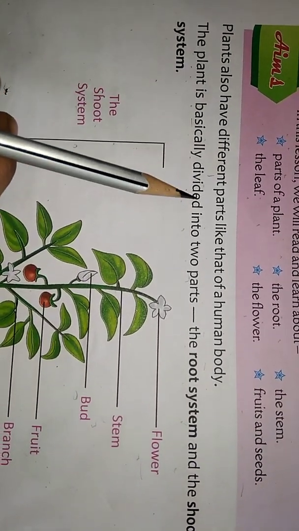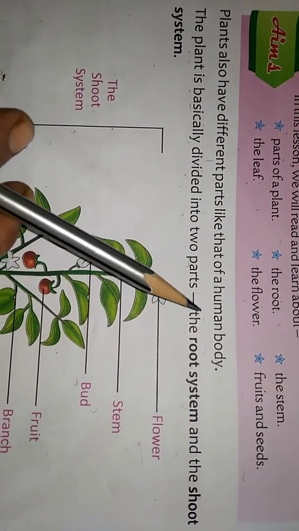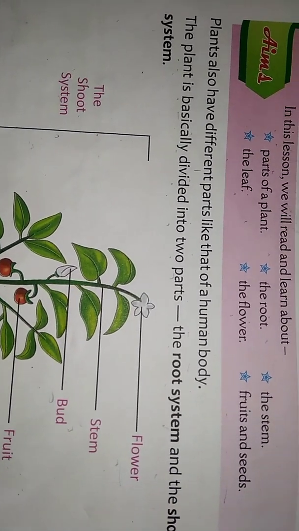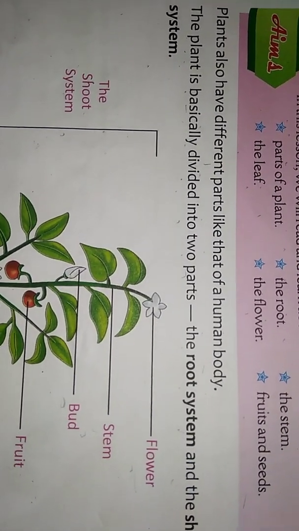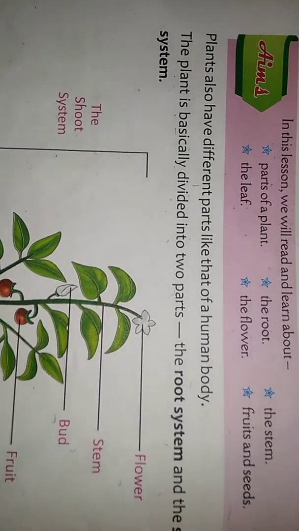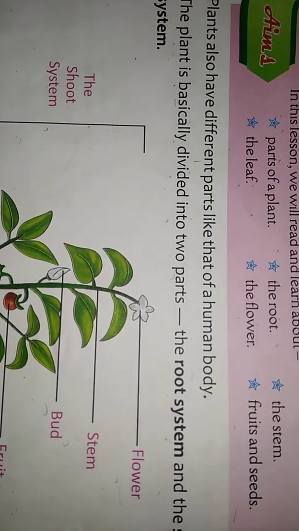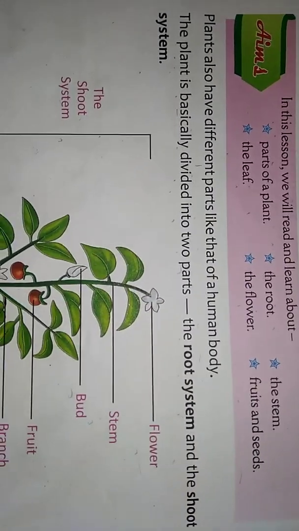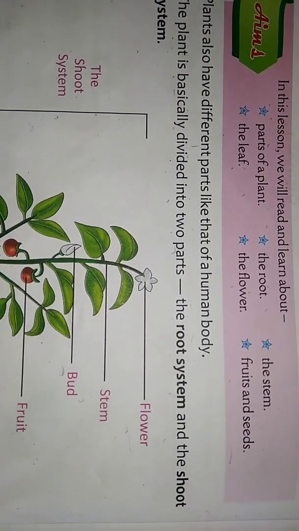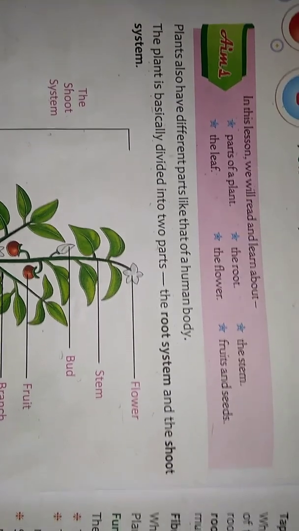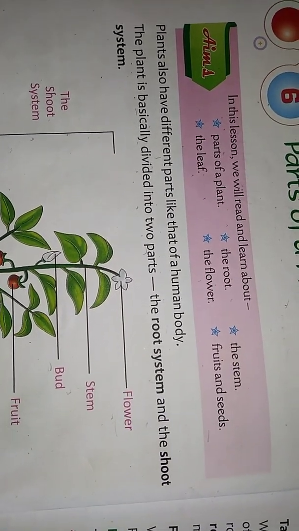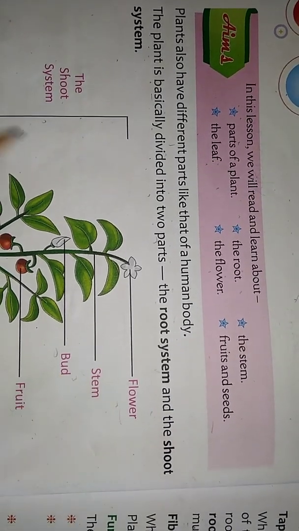Plants also have different parts, like those of a human body. Just as we people have different parts, like ears, nose, hands, legs to walk, and teeth to chew food, in this way plants also have different parts.